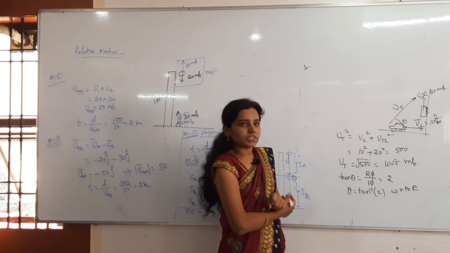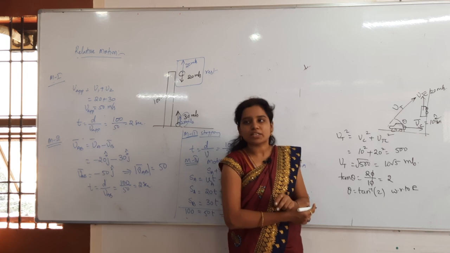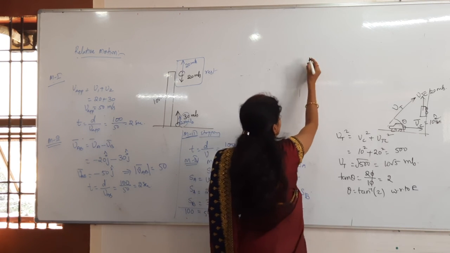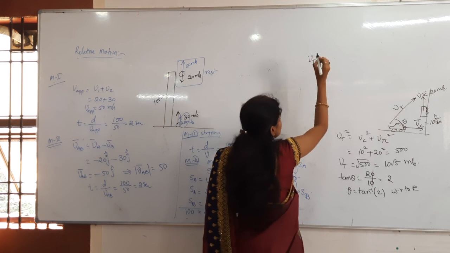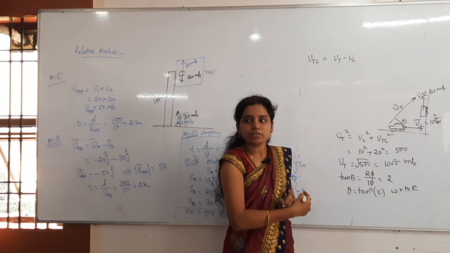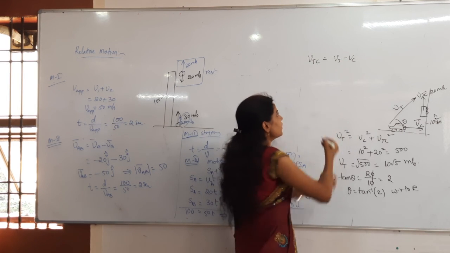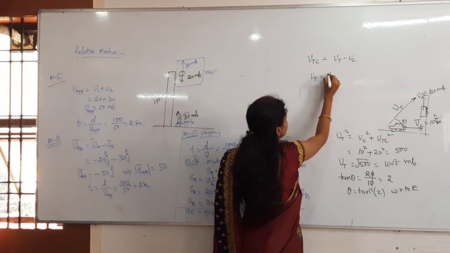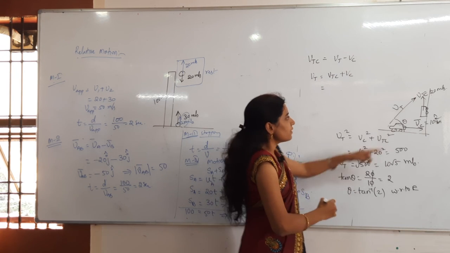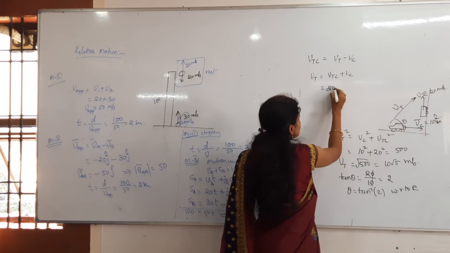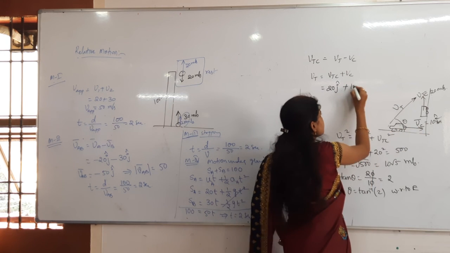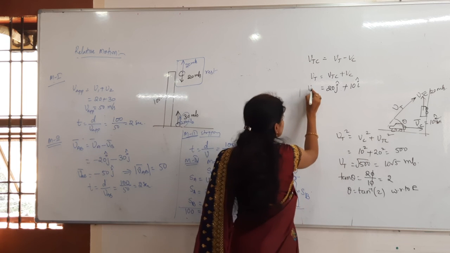You can do it in this way, or you can follow the vector method. Otherwise you can follow the relative velocity method also. Vtc is equal to Vt minus Vc. What you have to find out is Vt only. Vt is equal to Vtc plus Vc. Vtc is 20 along which direction? j cap. Plus Vc is 10 meters per second along i cap. This is the Vt bar.